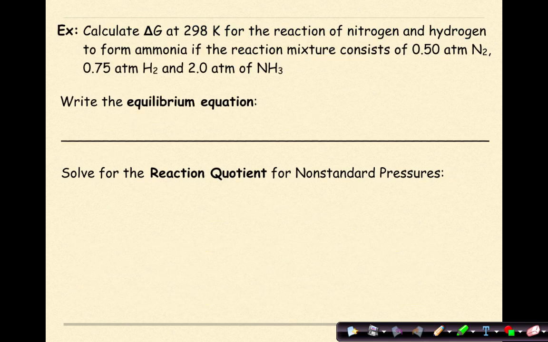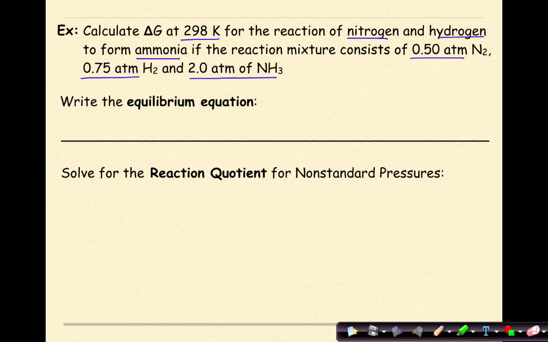Calculate delta G at 298 K for the reaction of nitrogen and hydrogen to form ammonia if the reaction mixture consists of 0.5 atmospheres N2, 0.75 atmospheres H2, and 2 atmospheres of ammonia.